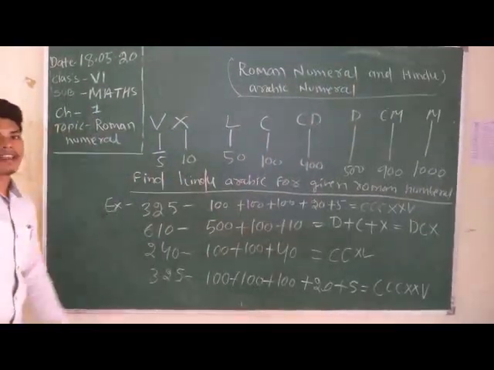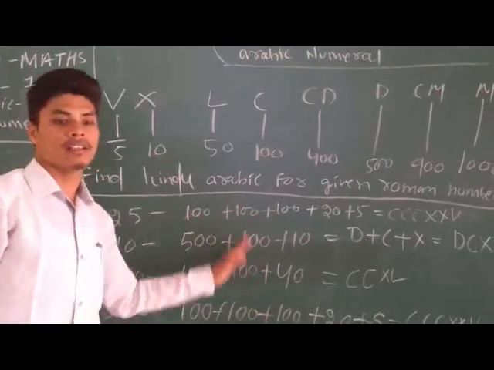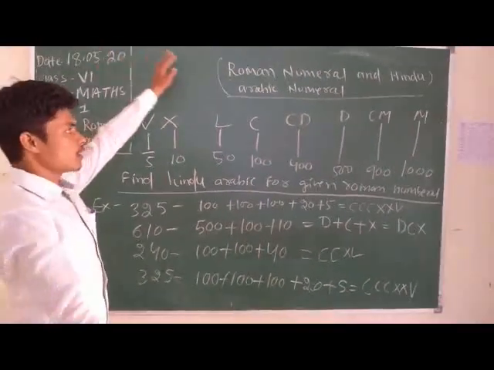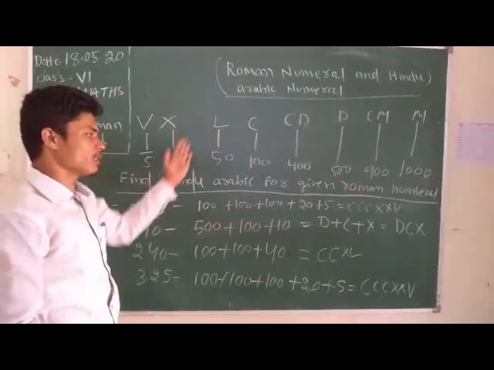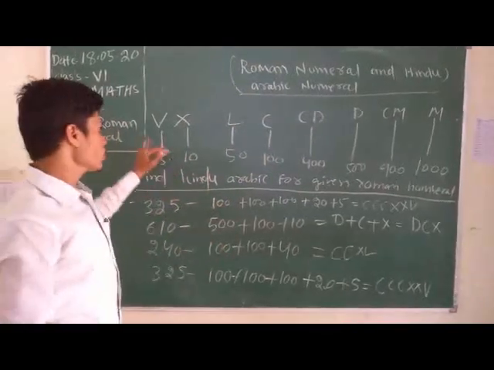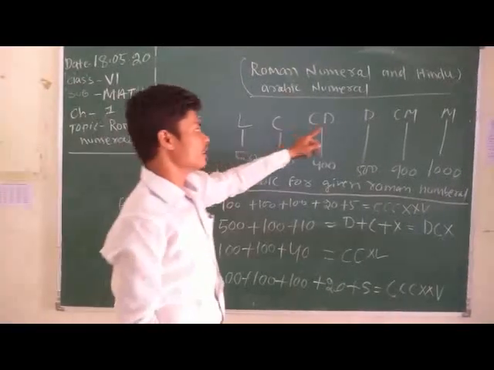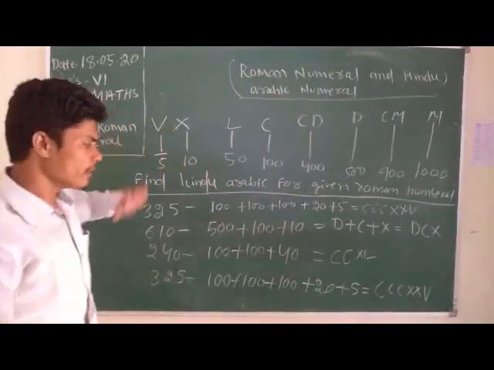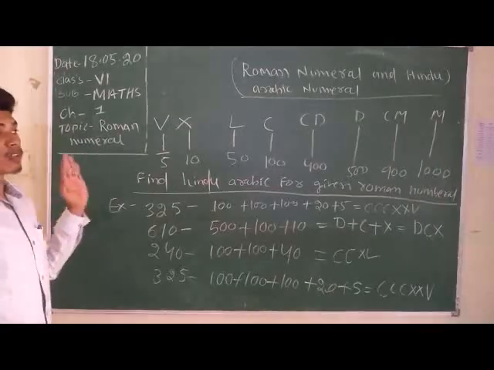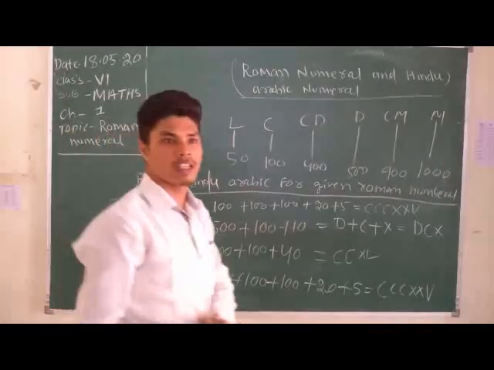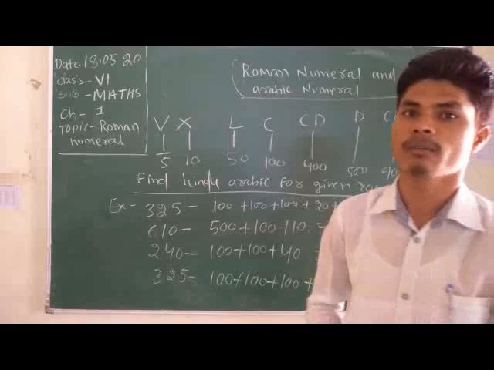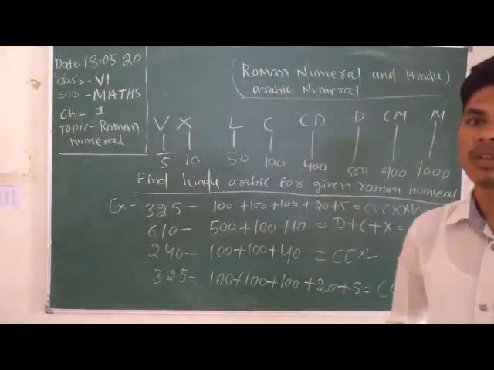We can find the Roman numerals for Hindu-Arabic numbers easily if you know the values of V, X, L, C, D, M, CD, and CM. Clear about the Roman numerals? How to go from Roman numerals to Hindu-Arabic numbers and back, you now know easily. I hope all of you learned the Roman numerals.